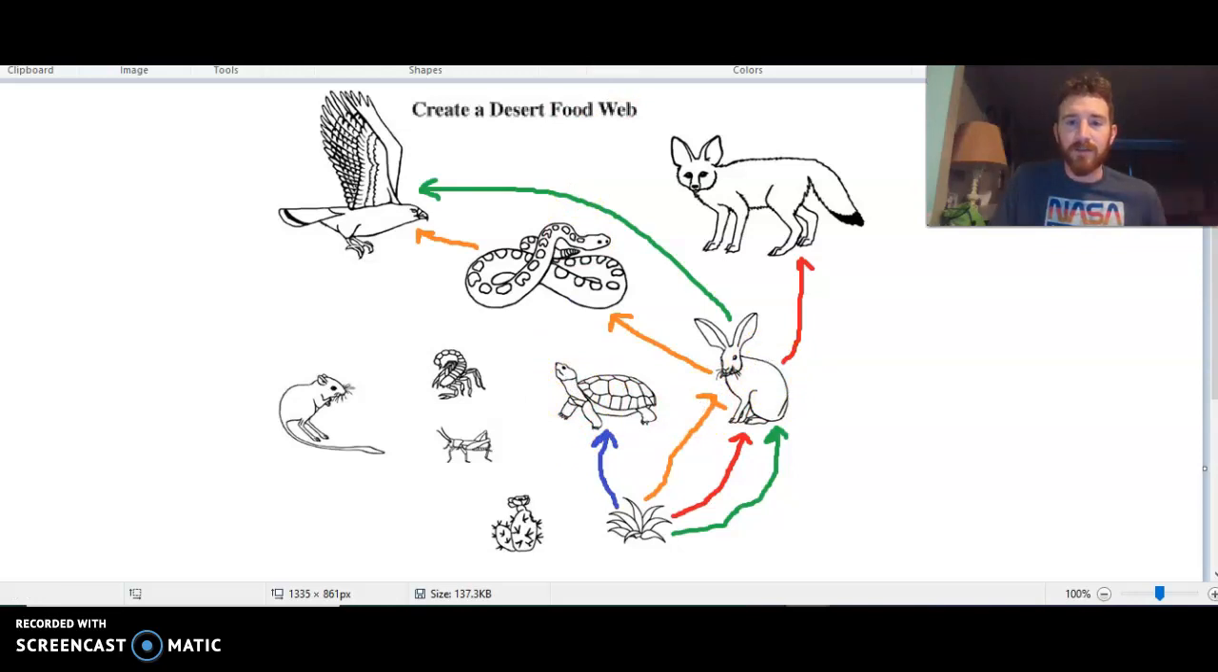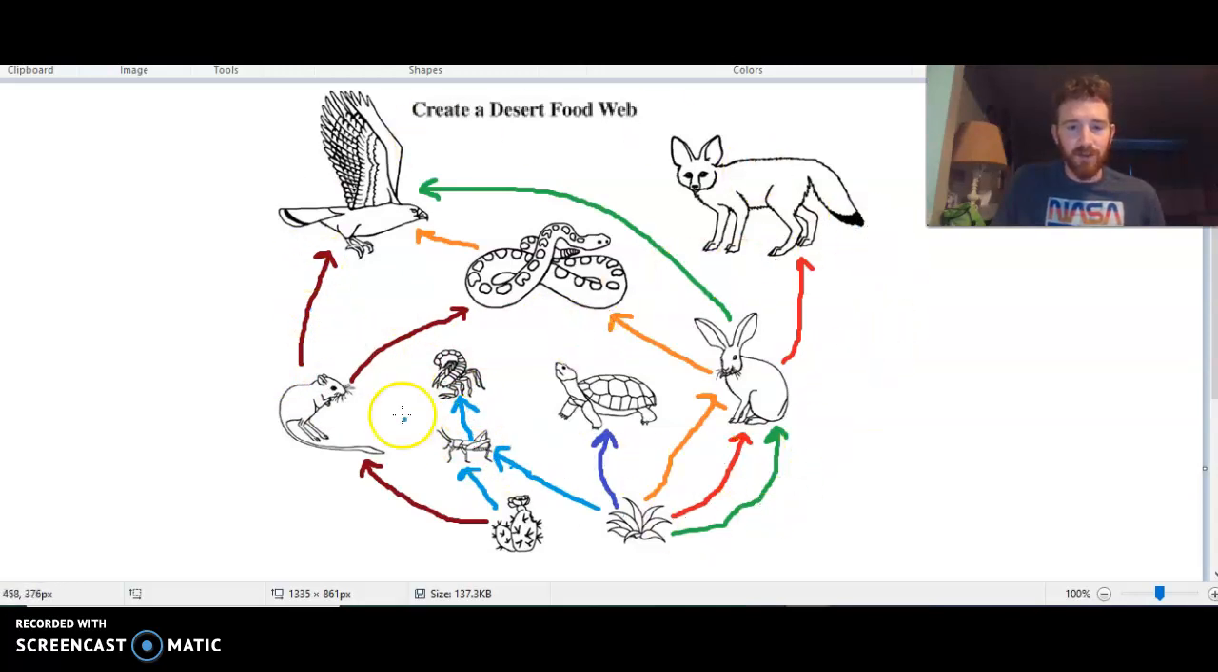We could also have, let me see if I can find another color. Maybe here the cactus little bits, flowers and things get eaten by the mouse, and then that mouse could get eaten by the hawk, or they could get eaten by the snake, and things like that. Or we could have even small ones with our insect friends, okay? So maybe the plants here get eaten by the grasshopper, and the grasshopper gets eaten by the scorpion and things like this. So there's lots of connections here.